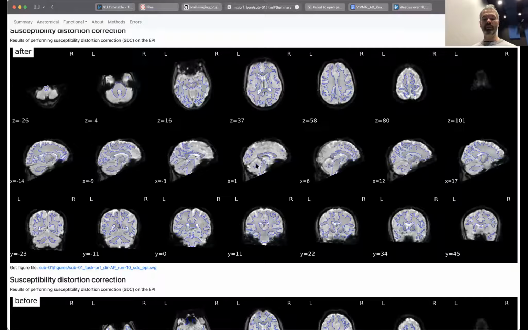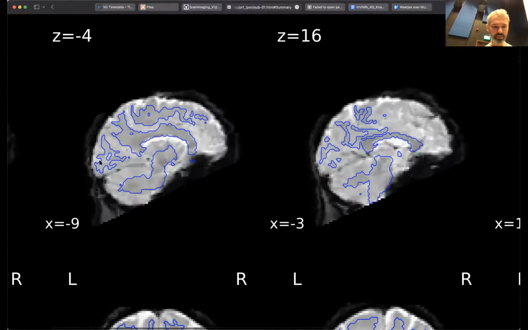But let's get back to this susceptibility distortion correction. It's actually already a pretty good scan. So depending on how you use the scanner, you will get more or less distortion. And this doesn't have tremendous amounts of distortion. So I just have to find an image where anything is happening, really. So before, after, before, after, before, after. Here you go.